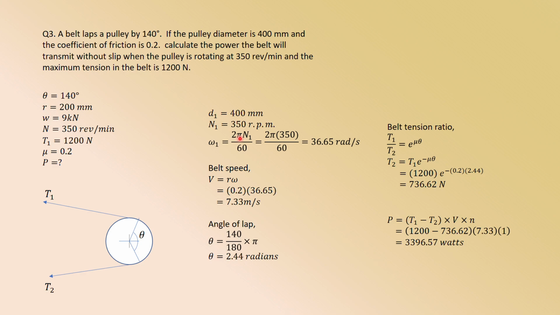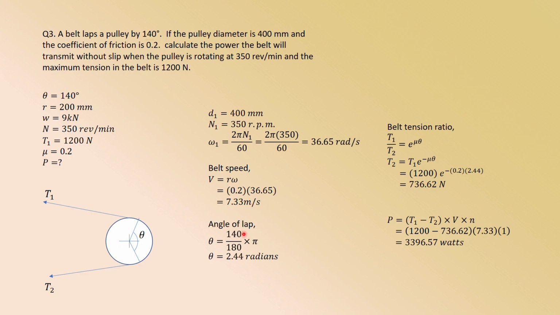Okay, so 2 pi n, where n is 350 RPM divided by 60. So you have 36.65 radians per second. That is the angular speed of the shaft or the pulley itself. So the belt speed is 7.33 meters per second. So again, we don't have to consider TC.